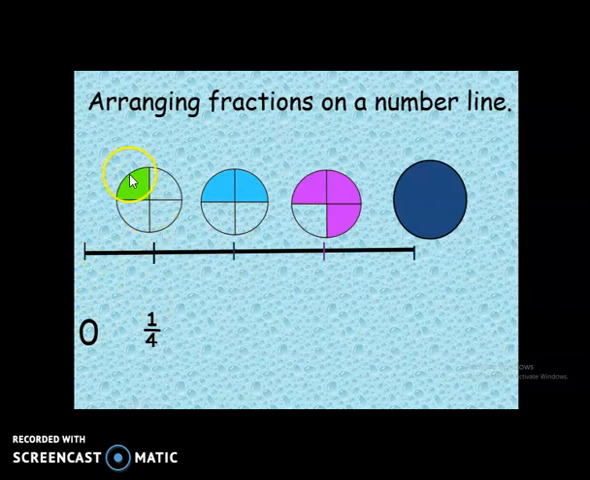Why do we write 1 over 4? Because only 1 part has been shaded. It is 1 part out of how many parts? Let's count how many parts. How many parts do you see? Let's count. 1, 2, 3, 4. Those are 4 parts. So it is 1 over 4.